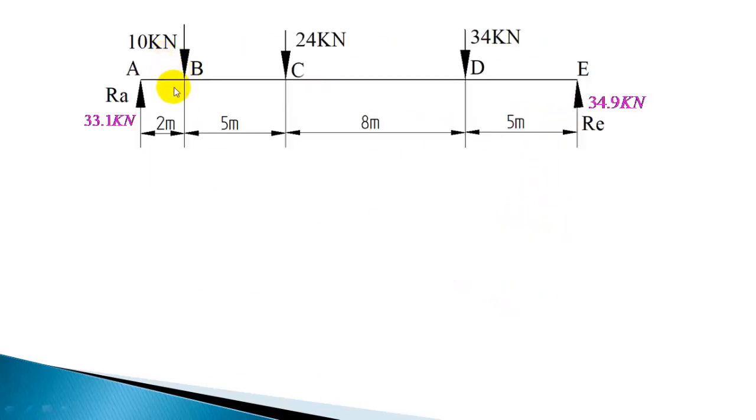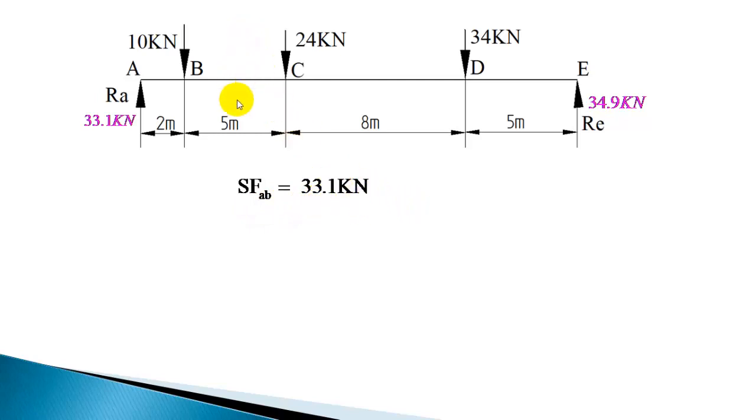Now let us take the section AB. In the section AB, only one force is there. Anywhere if you take a section and there is only one force, 33.1, the shear force in the section AB will be 33.1. So shear force anywhere in the section AB is going to be 33.1 kilonewton.